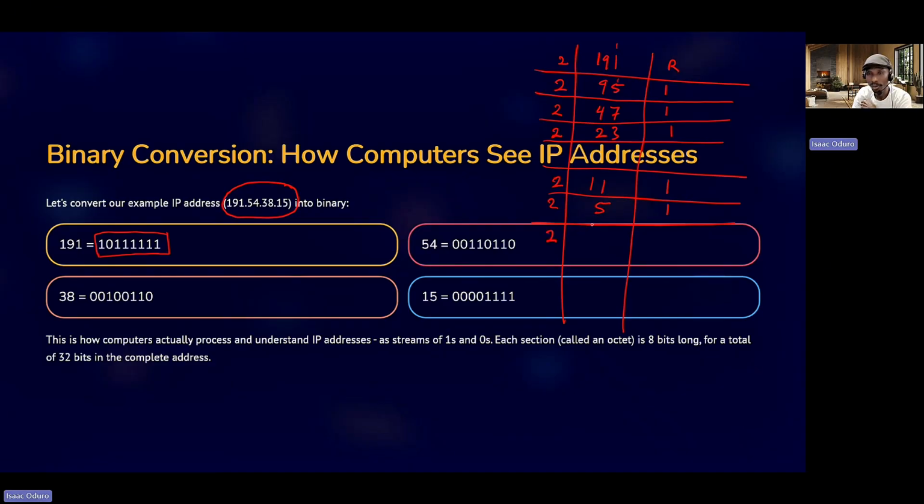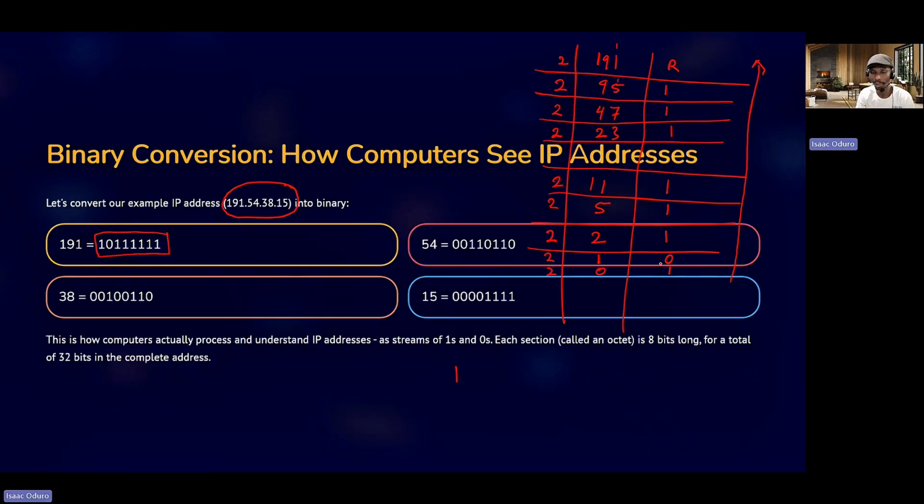Still divide by 2. 5 divided by 2 is 2, remainder 1. And then 2 divided by 2 is 1, remainder 0. And then the last one, 1 divided by 2, it is not possible, so it is 0, remainder 1. In changing from decimal to binary, we turn it upside up. We start writing from the bottom to the top. So we start counting from the bottom to the top.